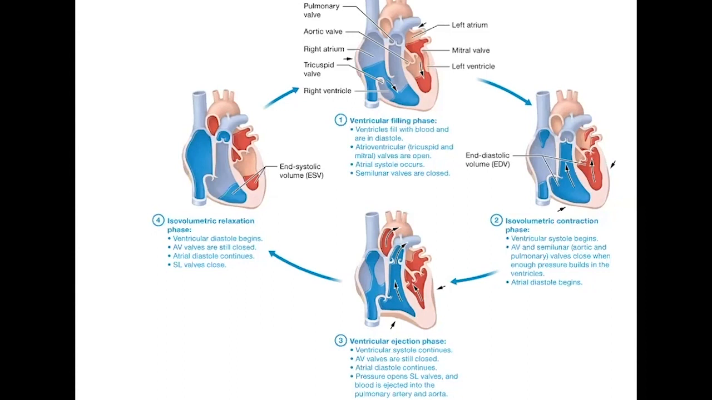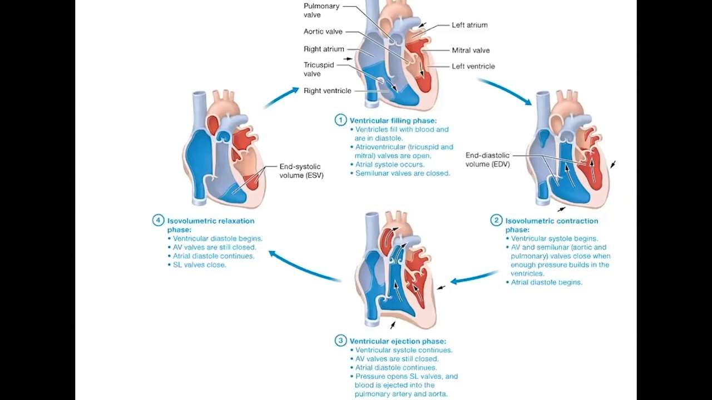And then the atria contract, and this is due to the SA node firing. When they contract, they push the remaining 20% of the blood from the atria into the ventricles. Pay attention to the position of the valves. The AV valves are open, but the semilunar valves, notice, are closed. Let's move on to the second phase, isovolumetric contraction.